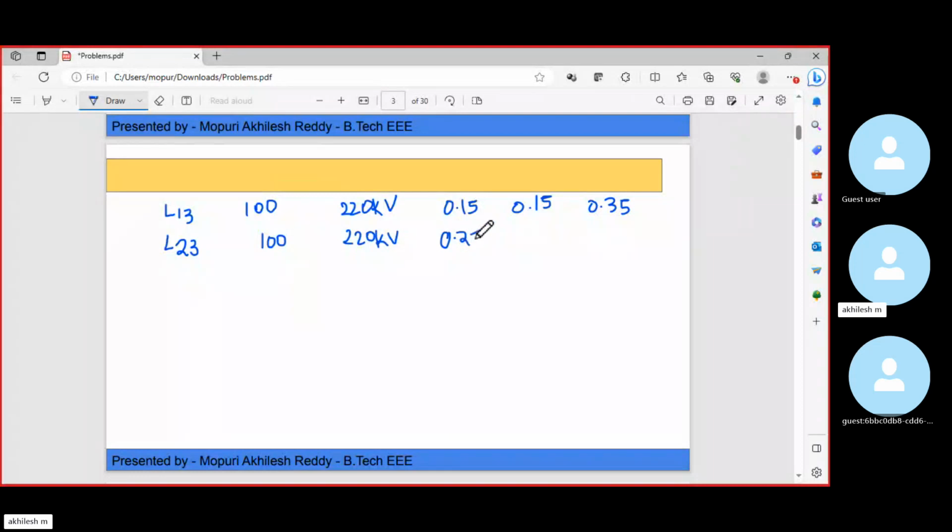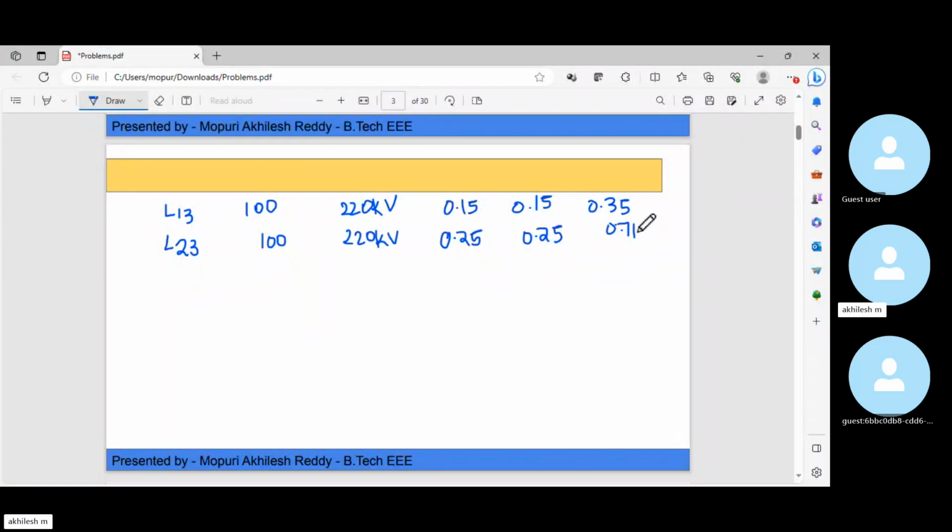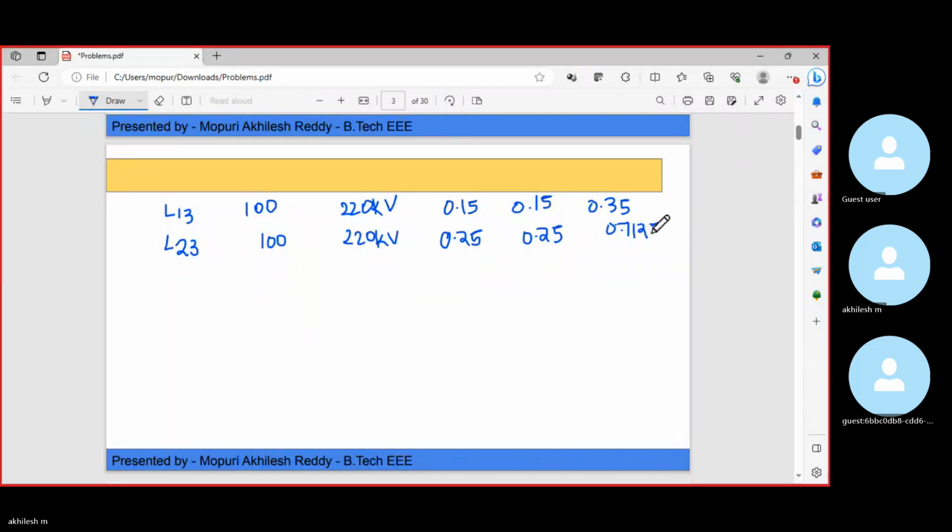So these are the given values in the single line diagram, and they have given for each and every component in the single line diagram what is the kV rating, what is the MVA rating, and what are the per unit values for positive sequence, negative sequence, and zero sequence. This is the case. Now, what they had asked us to find out.